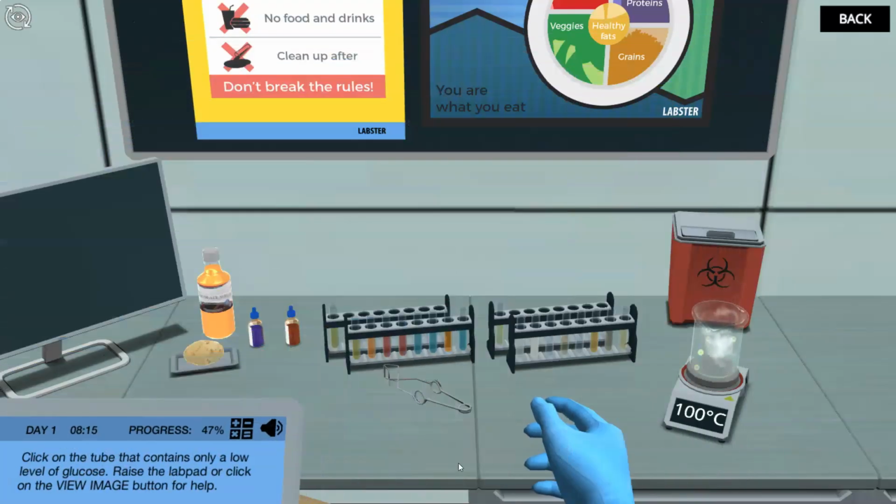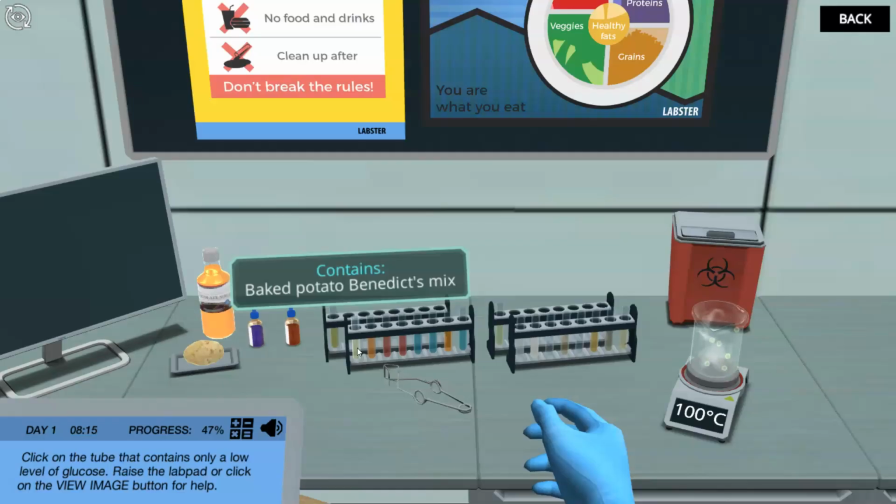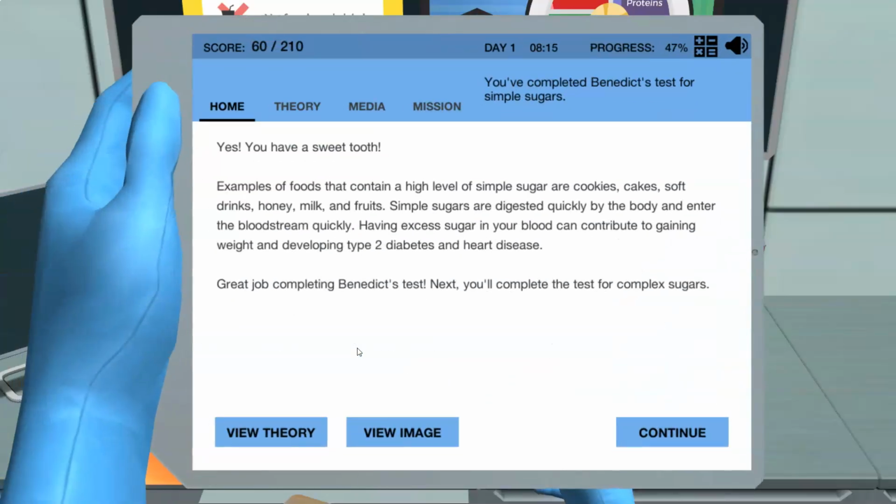Click on the tube that contains only a low level of glucose. Raise the lab pad or click on the View Image button for help. Yes, you have a sweet tooth. Examples of foods that contain a high level of simple sugar are cookies, cakes, soft drinks, honey, milk, and fruits. Simple sugars are digested quickly by the body and enter the bloodstream quickly. Having excess sugar in your blood can contribute to gaining weight and developing type 2 diabetes and heart disease.